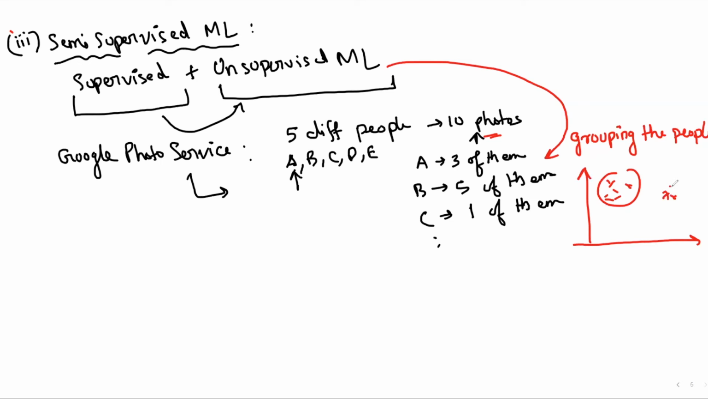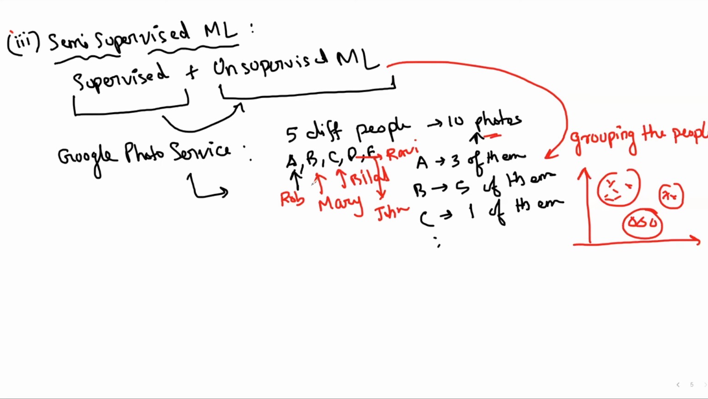One group, another group, another group, right? So this is unsupervised machine learning. So this is the unsupervised part of the Google service. Now let's say we label this particular guy A, let's say his name is Rob. B, his name is Mary. C, its name is Bilal. D, its name is Ravi. And E, its name is, let's say, John.